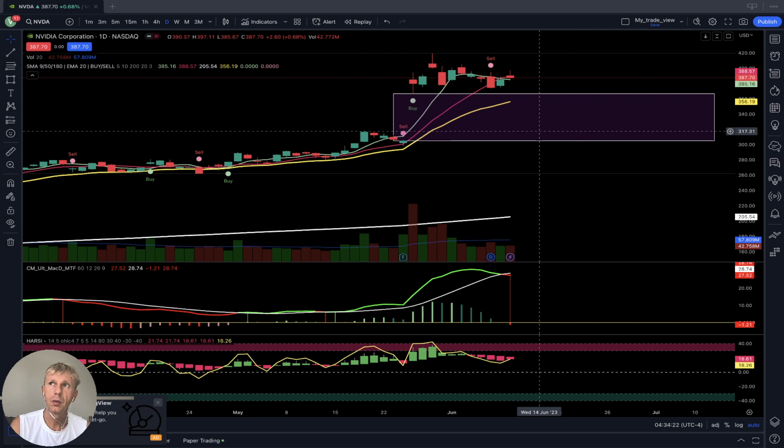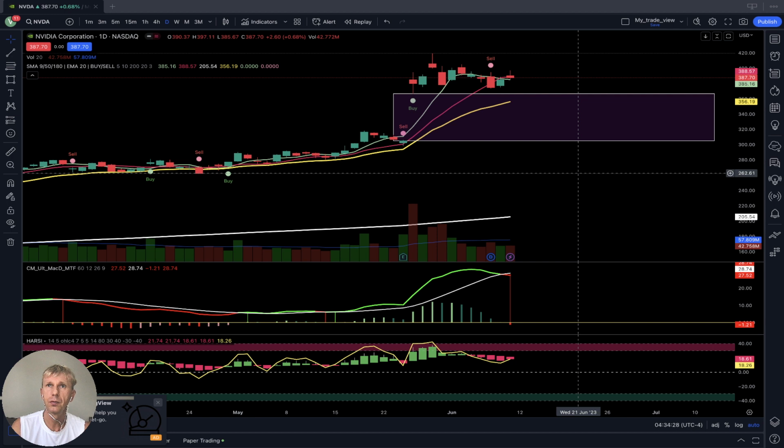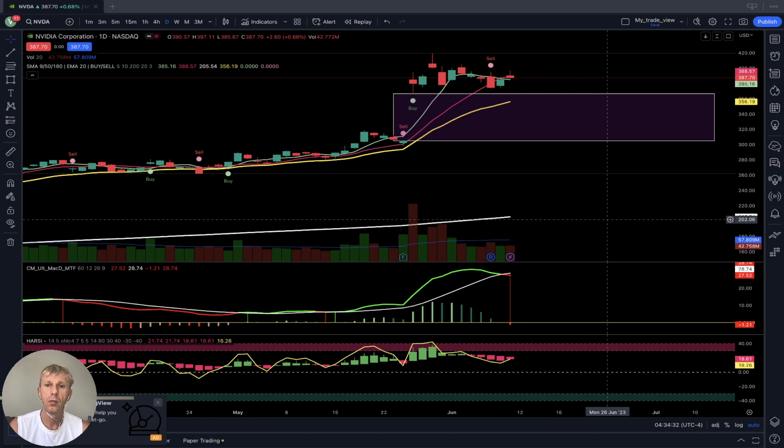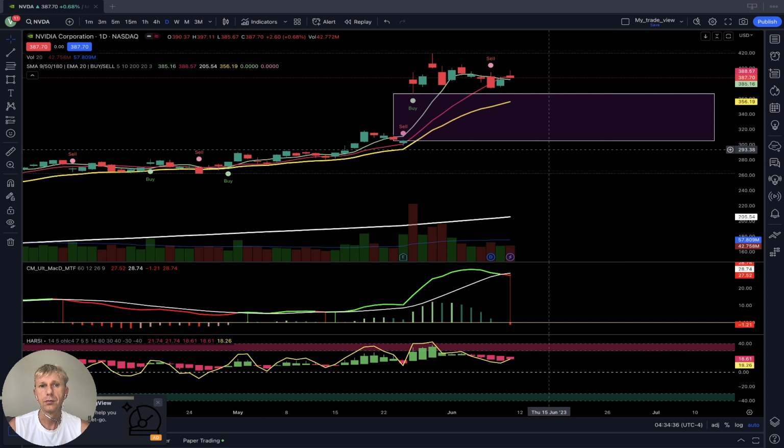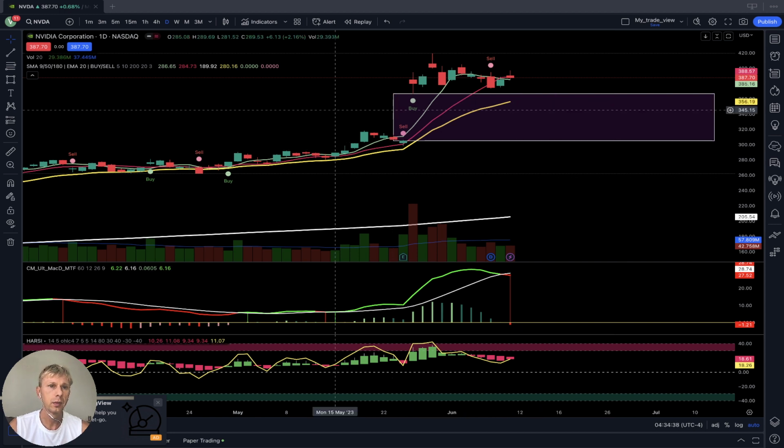And next week, because of the Fed, it can be a quick sell-off. We'll see if the Fed will do a surprise, right? Will raise the rate. The market doesn't expect that raise. That's absolutely possible. We'll see.